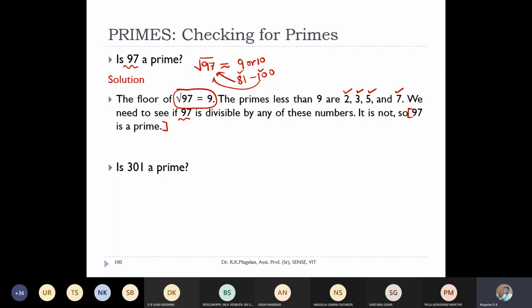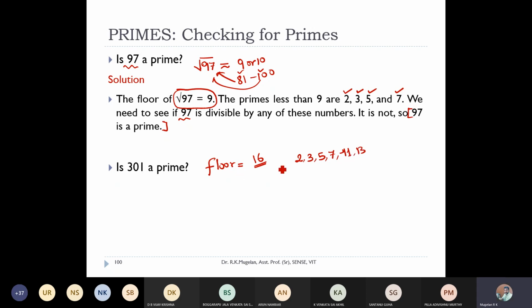Whether 301 is a prime number or not. First, can you tell me what floor number you are going to choose for this? That is, which integer, when squared, is closer to 301? Okay, 16. You are choosing 16. So the prime numbers less than 16 are 2, 3, 5, 7, 11, and 13.